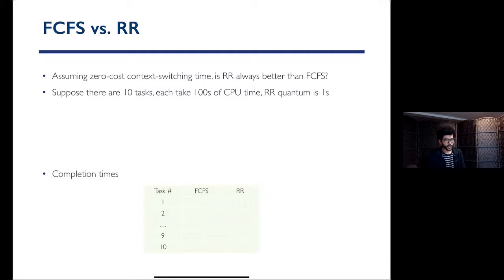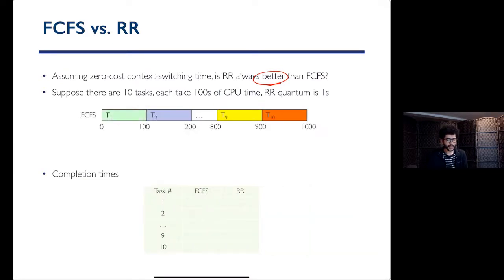Okay, now is round robin always better than FCFS? So that's a loaded question. What do you exactly mean by better? But let's compare round robin with FCFS. I'm going to consider a specific workload. In this workload, I have 10 tasks, and each one of them takes 100 seconds of CPU time. Let's look at round robin if the length of the time quantum is 1 second.